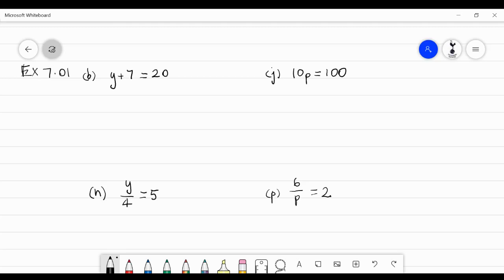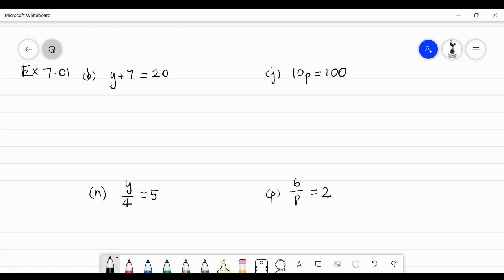Hi everyone, I just want to run through a few examples from exercise set 701. These are just examples of one-step equations, and I think most of you would have seen these kinds of problems before, but it's worth recapping.